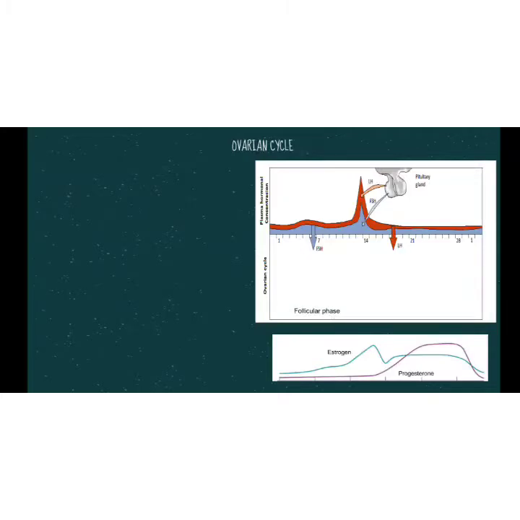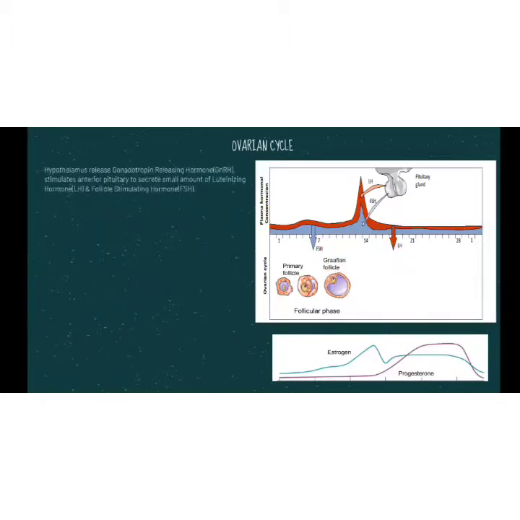Okay, as we know, in the ovarian cycle the first phase is the follicular phase. As we look at this, the follicular phase actually begins with the primary follicle. Before that, the hypothalamus releases gonadotropin releasing hormone, GnRH, to stimulate the anterior pituitary to secrete a small amount of luteinizing hormone, LH, and follicle stimulating hormone, FSH, and it will stimulate the development of follicles in the ovary.